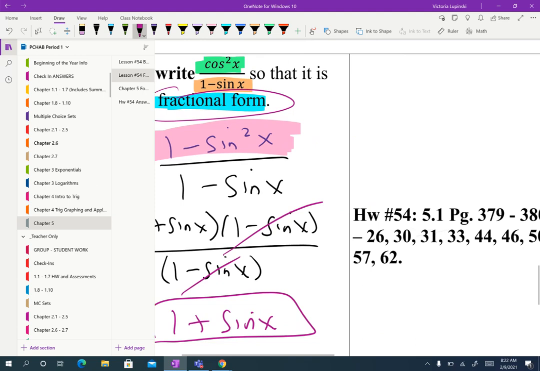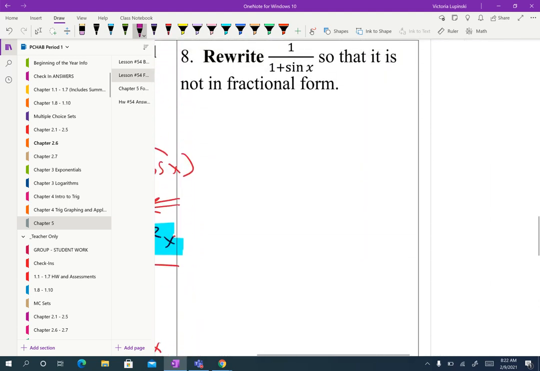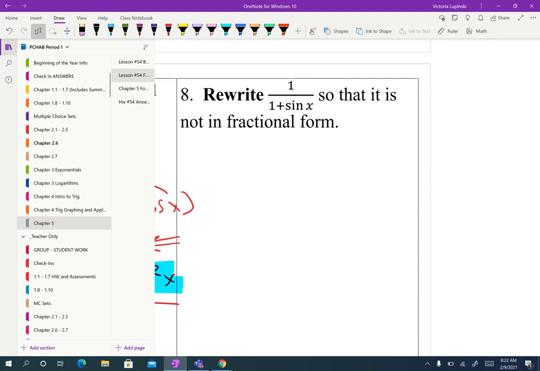So last but not least is number 8. And I left number 8 for the end because it's actually a strategy you would not think to do without my advice. So put a star or just make sure you pay extra close attention. Again, you're trying to rewrite it so that it is not in fractional form. 1 over 1 plus sine. There is really not a lot to be done here. There are no squareds. The only thing you could rewrite the sine as is a 1 over cosecant, and that does not seem like it is going to be helpful.